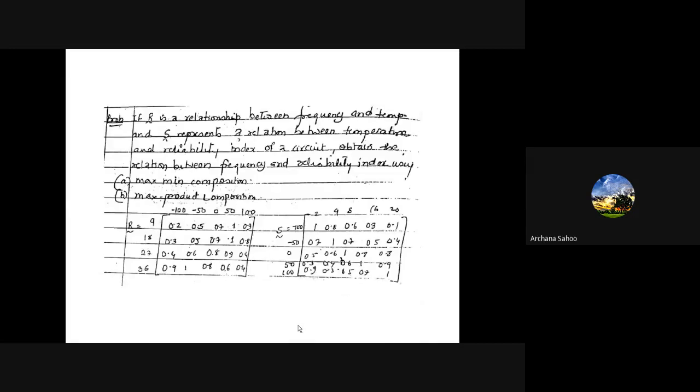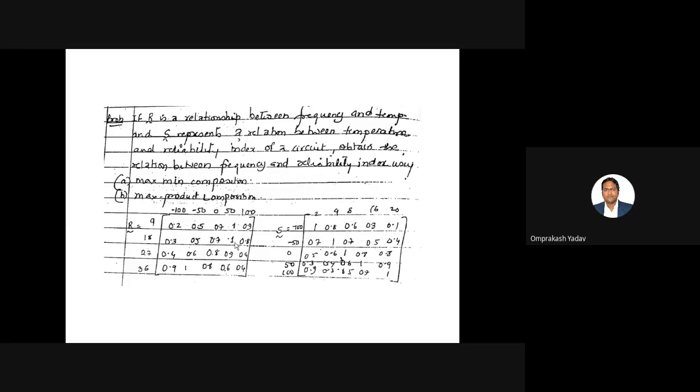Sir, in our relation, the value in the first row, fourth column is 1, and the value in the second row, fourth column is also 1. It's not 0.1, correct? Yeah, it's 1. Okay, sir.